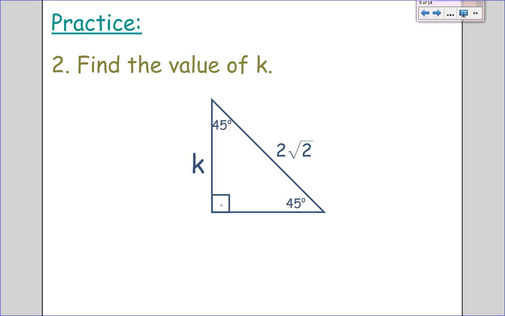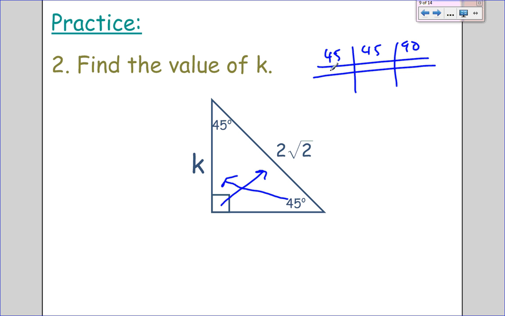Here we're given the 90 side, and we're looking for the 45. So if you think of your chart, 45, 45, 90. Sorry, it's really small. x, x, x root 2. We know the 90 is 2 root 2. How do you go backwards? Well, you divide by the square root of 2. They cancel out, and you get 2 for k.